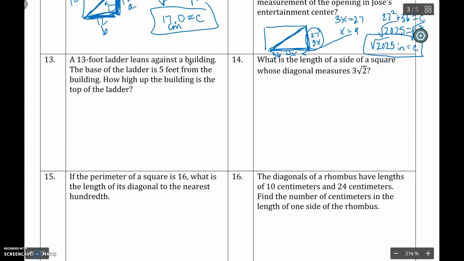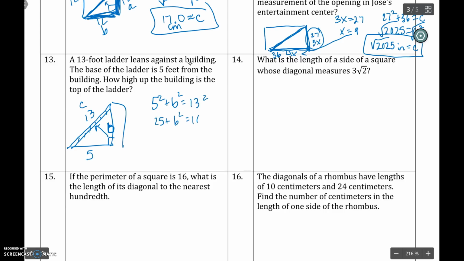Okay, number 13. A 13-foot ladder is leaning against a building. And the base of the ladder is 5 feet from the building. How high up is the top of the ladder? So that's your variable, A or B, because the 13 is C across from the right angle. So we have 5 squared plus B squared equals 13 squared, which would be 25 plus B squared equals 169. And subtract 25 from both sides, I get 144. And when you square root that, you'll get 12, and it's in feet.